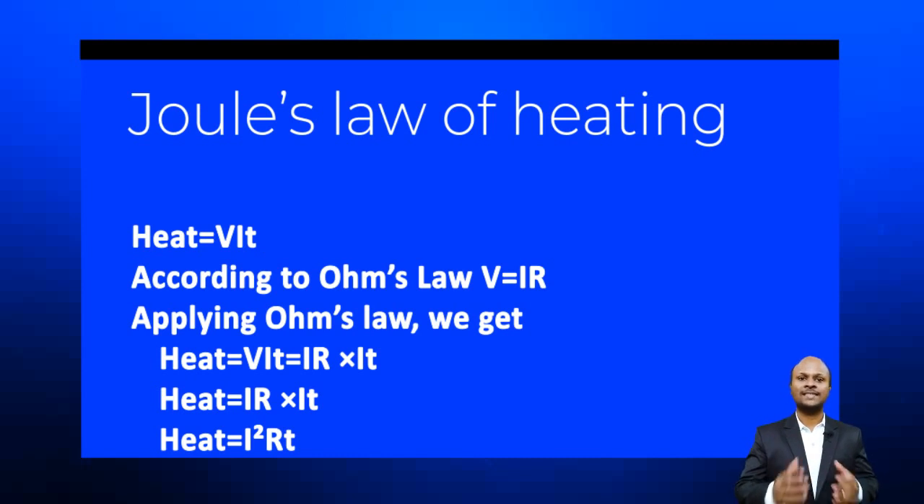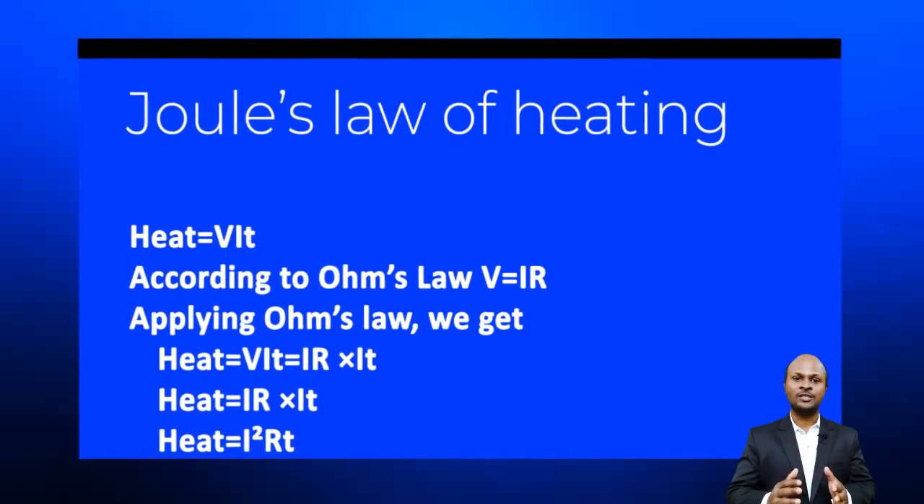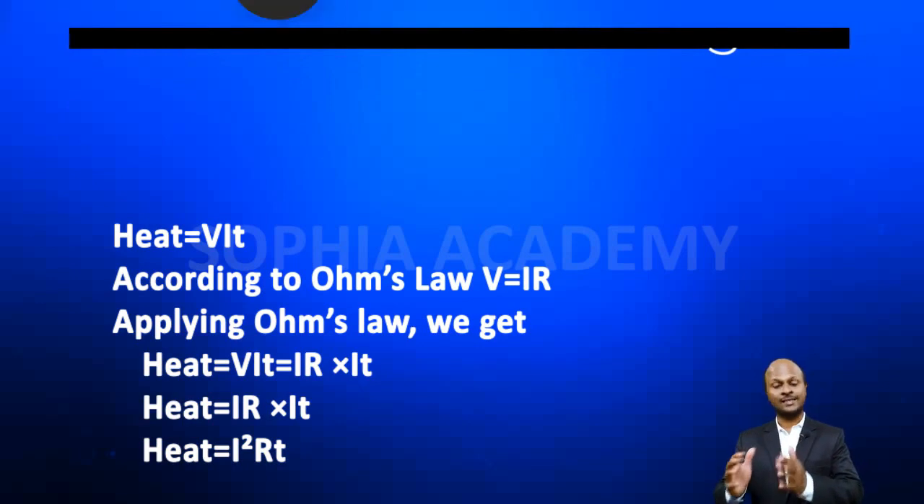The law implies that heat produced in a resistor is, first, directly proportional to the square of current for a given resistance. Second, directly proportional to resistance for a given current. And thirdly, directly proportional to time for which the current flows through the resistor.